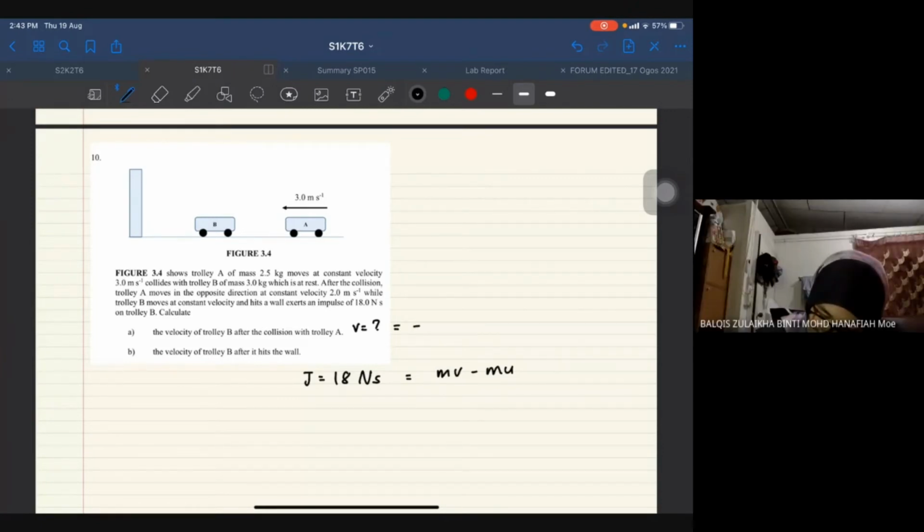Negative 4.17 meter per second. That means that one is for B, VB, right? Okay, so B travels here with the velocity of, this one becomes U, because it is the initial before they hit the wall. This one is to the left, so that's why it is negative, and then the bounce off V is what we want to find.